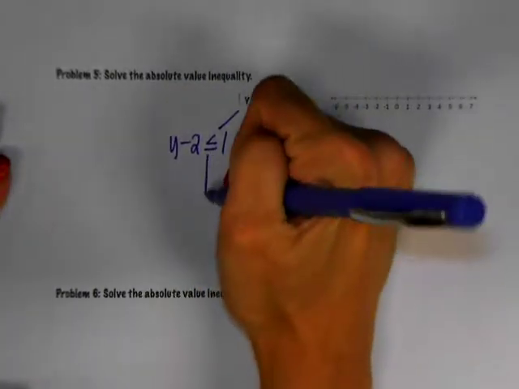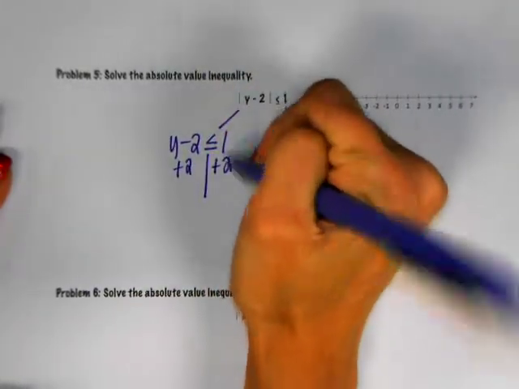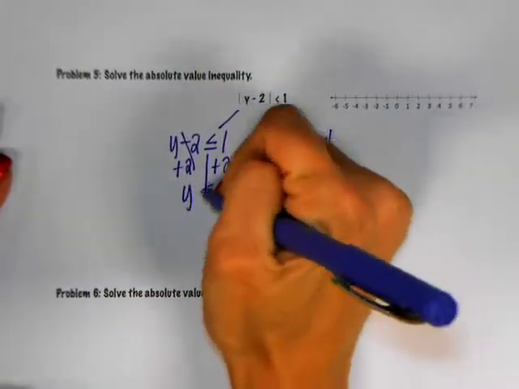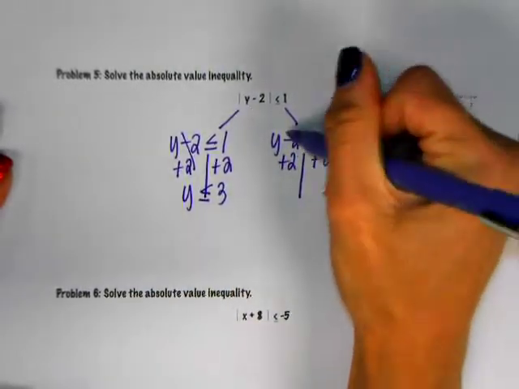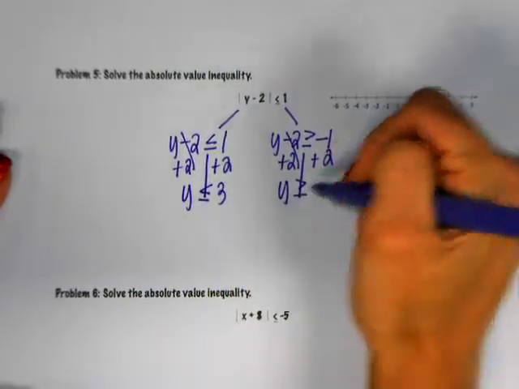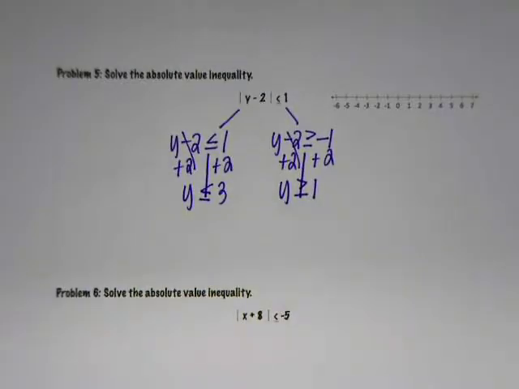And then how do I solve both of those? Yep, add 2. So you have y is less than or equal to 3. Y is greater than or equal to 1. And then we're just going to throw both those on the graph and see what it looks like, okay?